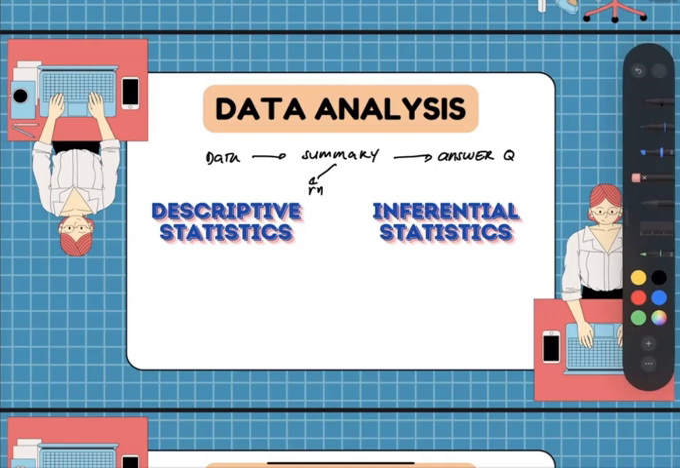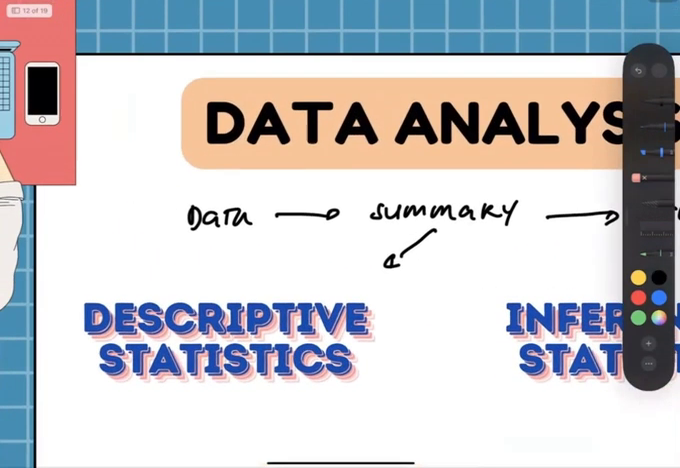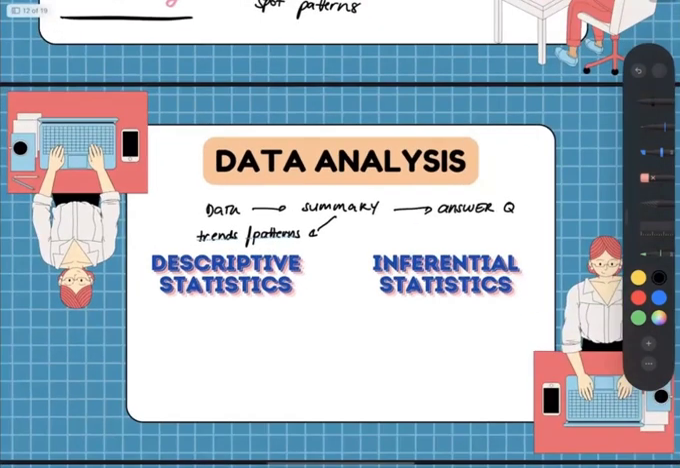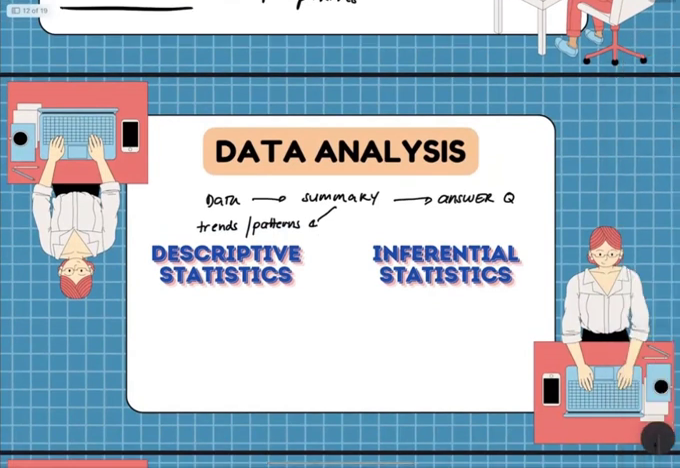The trends or patterns here. Let's make it a little bigger. So we have your trends or patterns. So that's what you do when you summarize your data. So there are trends or patterns in a certain condition.